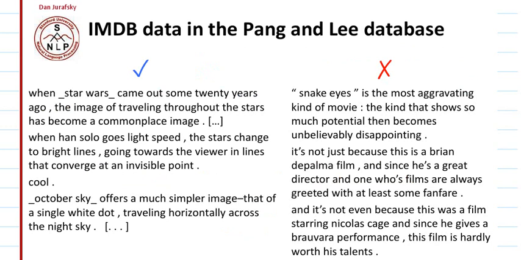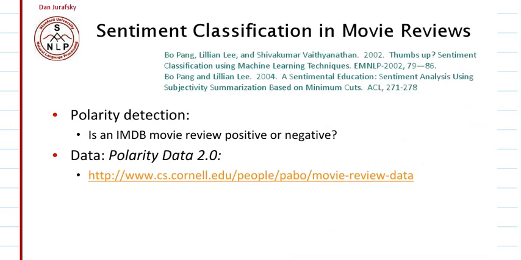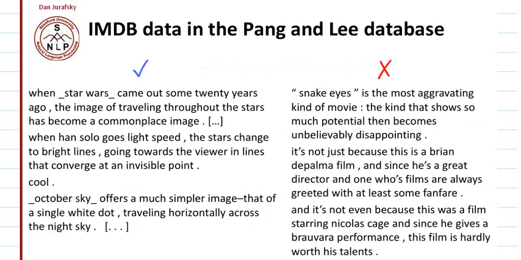So how do we do a sentiment analysis? Let's have an example: sentiment classification in movie reviews. It's a kind of polarity detection. Is an IMDb movie review positive or negative? This data set can be obtained from the Cornell University website, and this is again an example of a positive review and a negative review.